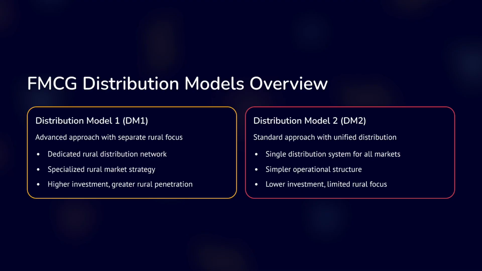Now, focusing specifically on FMCG distribution models. A study on rural distribution conducted by MART in 2004 found that the rural distribution approaches of all major fast moving consumer goods companies can generally be classified into two universal models, while minor variation naturally exists from one company to another. These two foundational models are referred to as distribution model 1 and distribution model 2.